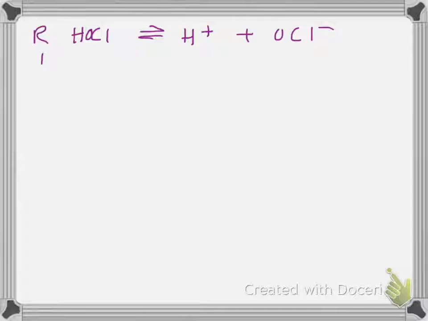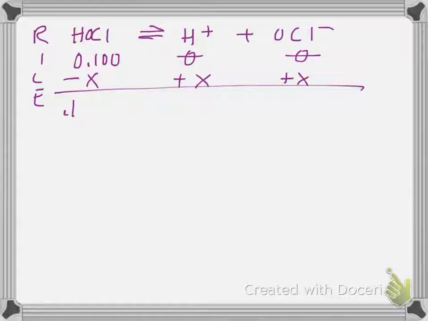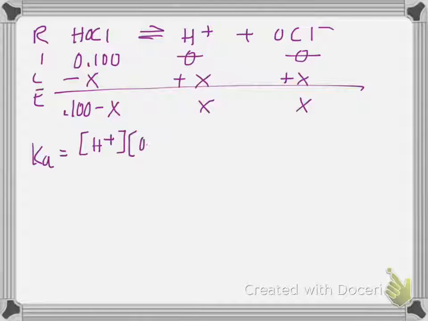So we're going to do our RICE. So we start out with this concentration, and 0 and 0. So this is going to be minus X. This is going to be plus X. And this is going to be plus X. So at equilibrium, we're going to have 0.100 minus X, X and X. They gave us the Ka value, didn't they? Yes, they did. So Ka is going to be equal to H plus, OCl minus, over HOCl.